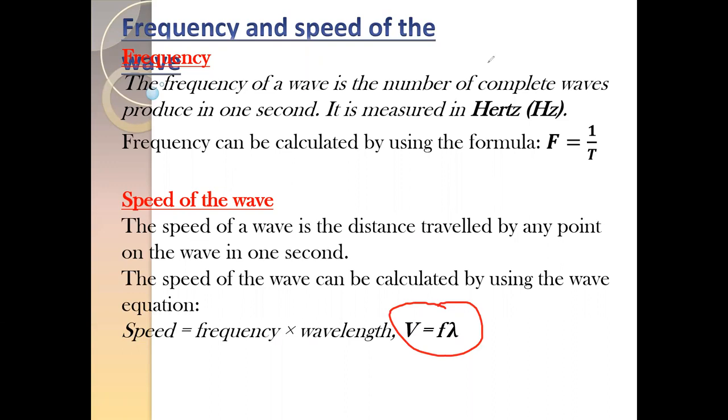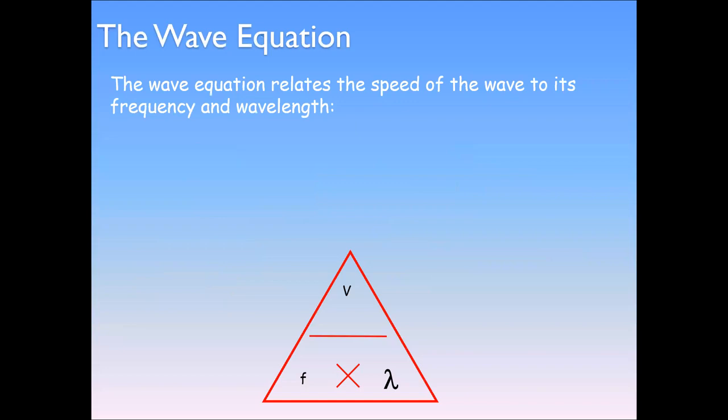to calculate the speed. For example, this is a wave equation triangle. If we need V, that is equal to F lambda. But if we need F, that is V divided by lambda. And if we need lambda, that is V divided by F. So all three variables can be found by using this triangle.